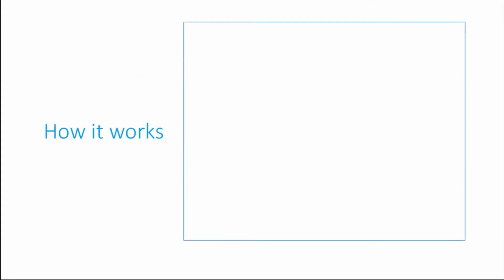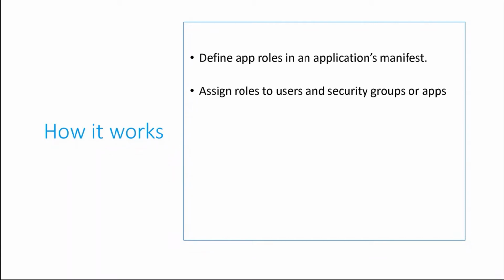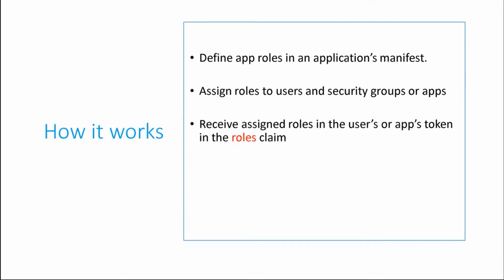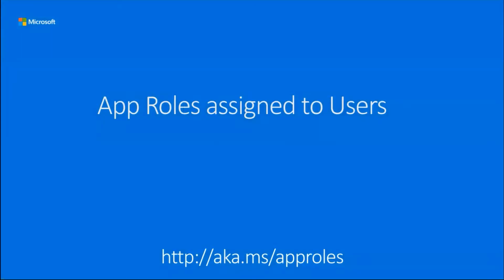And finally, how does it work? If you want to work with app roles, usually the steps are like this. You would define app roles in your application's manifest. Then you assign users or applications to these roles that you have defined in your app registration. You would receive them in the roles claim as explained earlier.